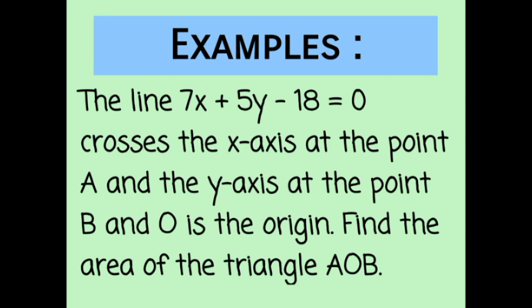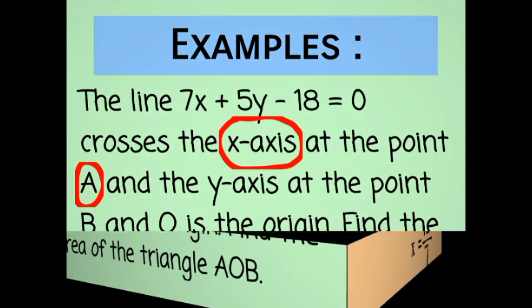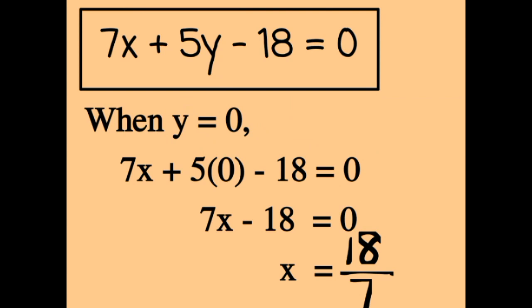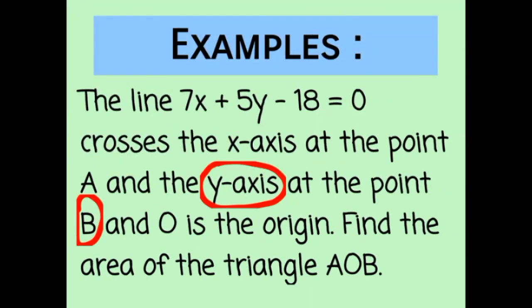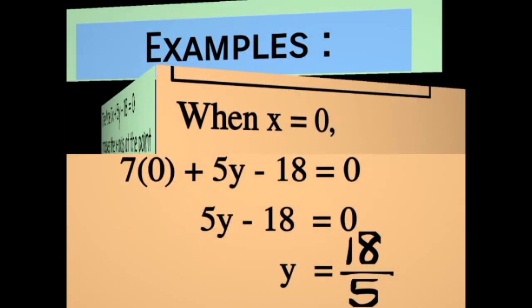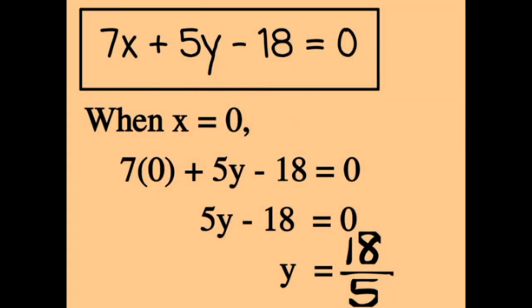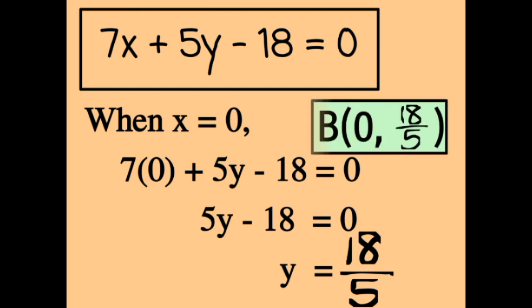The line 7x plus 5y minus 18 equal to 0 crosses the x-axis at the point A. This is when y equals 0. So, when y equals 0, 7x minus 18 equal to 0, x equals 18 over 7. So, the coordinates of A are 18 over 7, 0. The line crosses the y-axis at the point B. This is when x equals 0. So, when x equals 0, 5y minus 18 equal to 0, y equals 18 over 5. And hence, the coordinates of B are 0, 18 over 5.